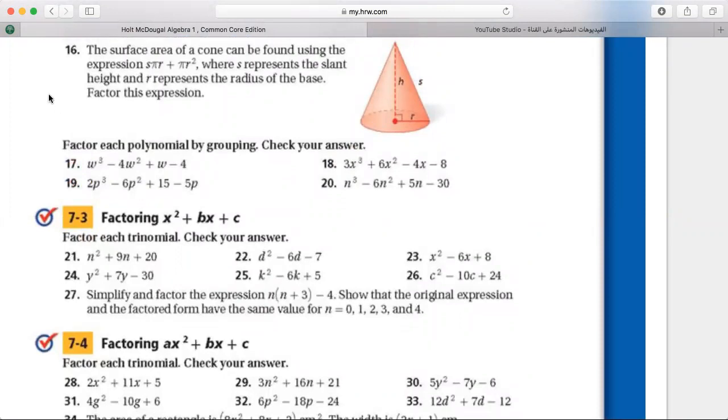I'm preparing myself because I want a space. Okay. I will start to draw my table. I will draw it here and do my work here. I will start by number 28: 2x squared plus 11x plus 5.